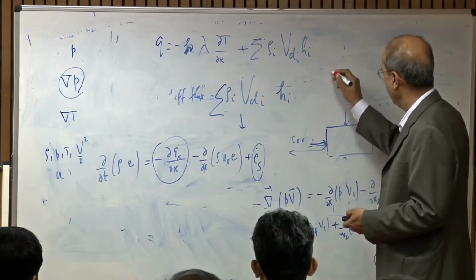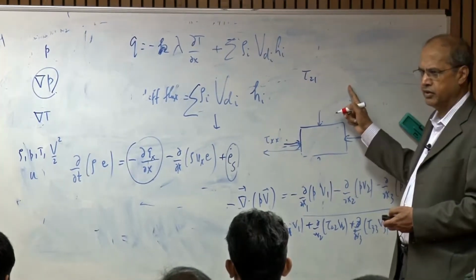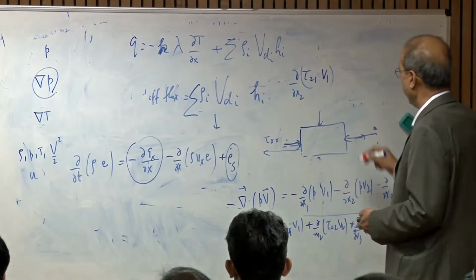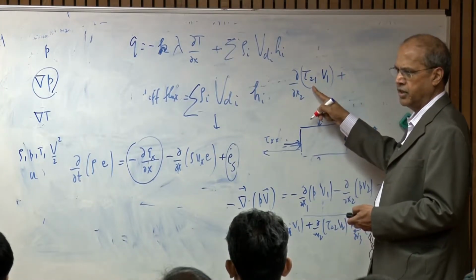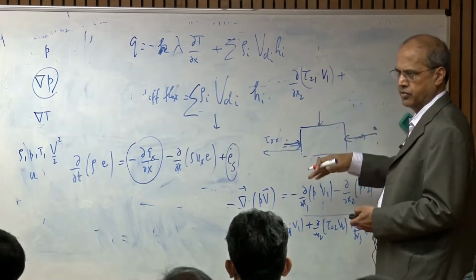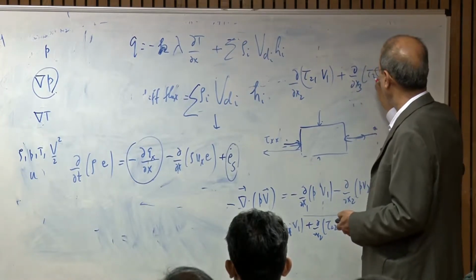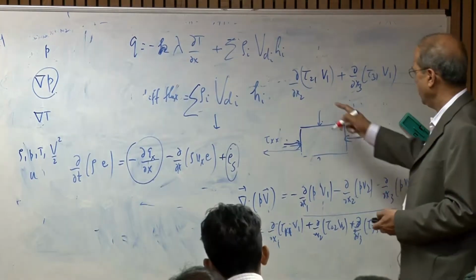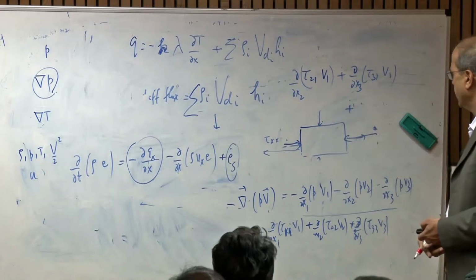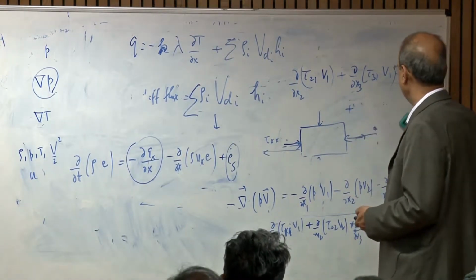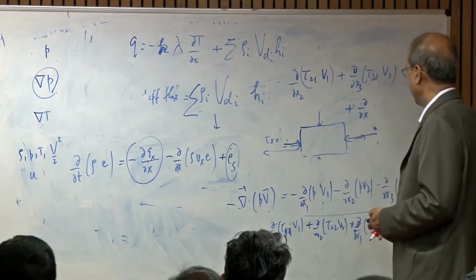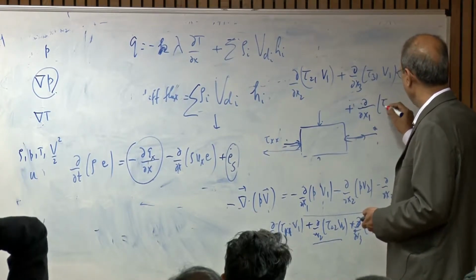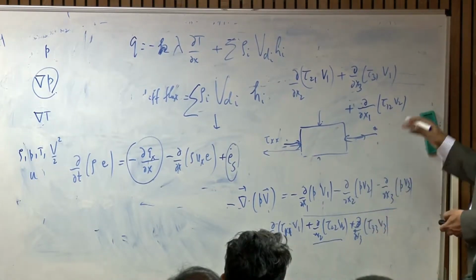Now the shear. For v1, it will be tau 21, because 1 is the direction of the force, and this will be d/dx2, because of the area this is acting on, area 2. Then d/dx3 of tau 31 v1. So you see v1, v1, v1, so there will be 3 there. Similarly, you can write the other components. If you consider v2, then tau 12 v2, and this way you can write all the components.